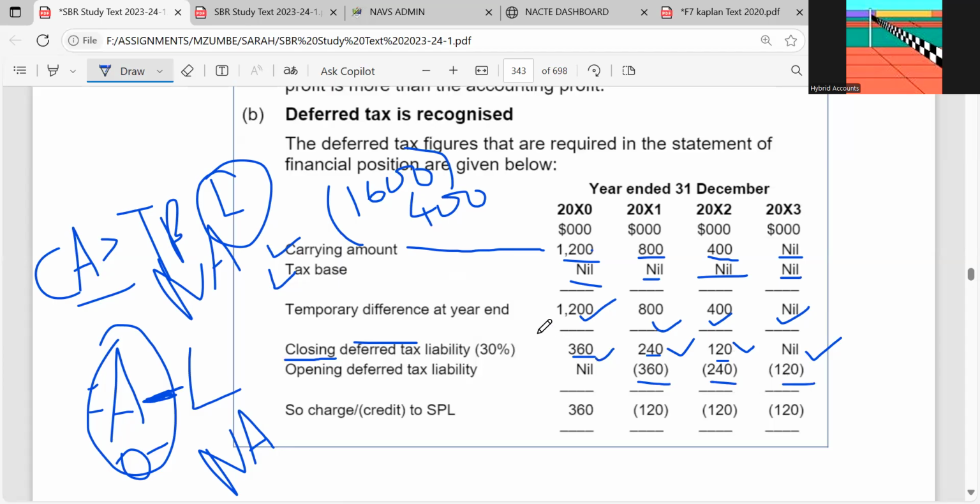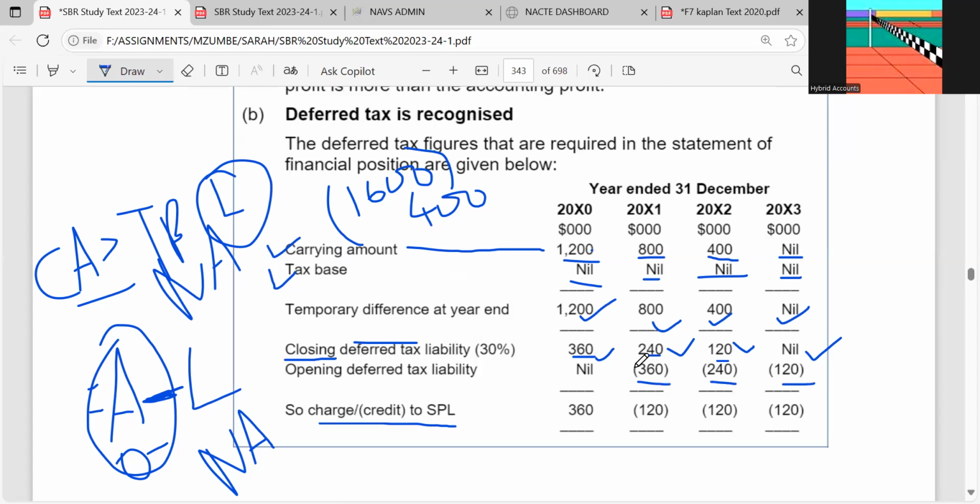But also here, we had nothing. So that's why the opening for this, there was no closing in the previous years. That's why I put here nil. But it's no big deal. Maybe we just need to get what we should charge the statement of profit or loss. It's easy. Just do it this way.